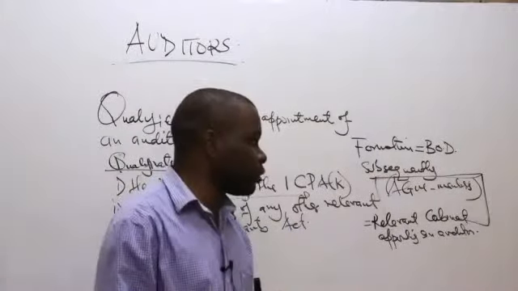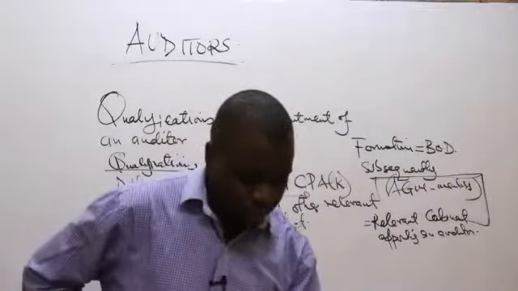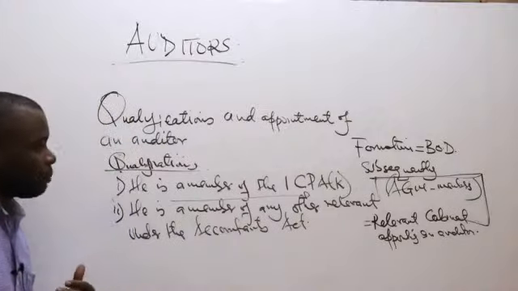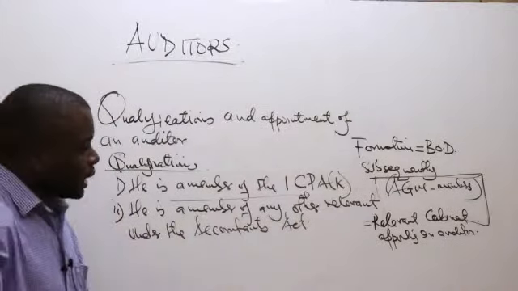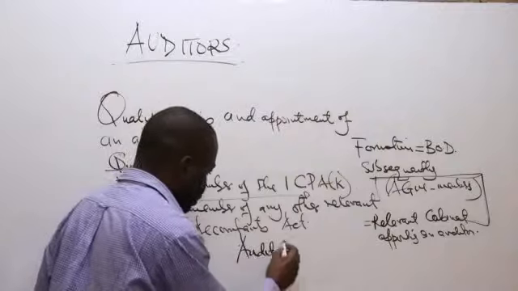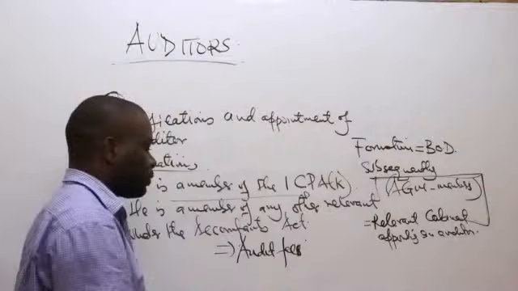So this remuneration could come in different forms. They could decide they're going to pay him like a salary, or they could decide they're going to pay him a certain amount. So the remuneration of this particular auditor will come in different ways. For example, they could decide they pay what is known as audit fees. So it could come in terms of the audit fees.